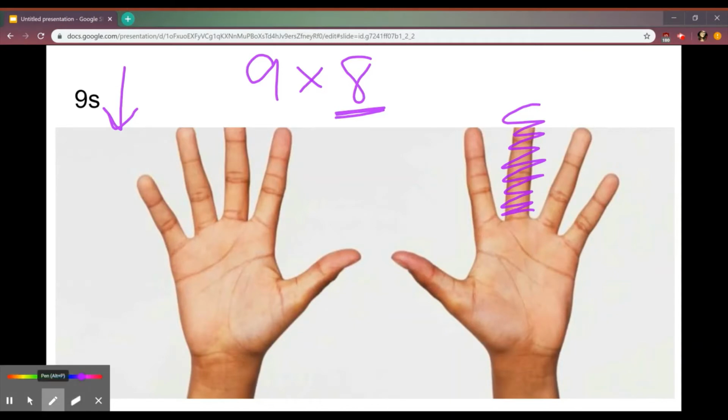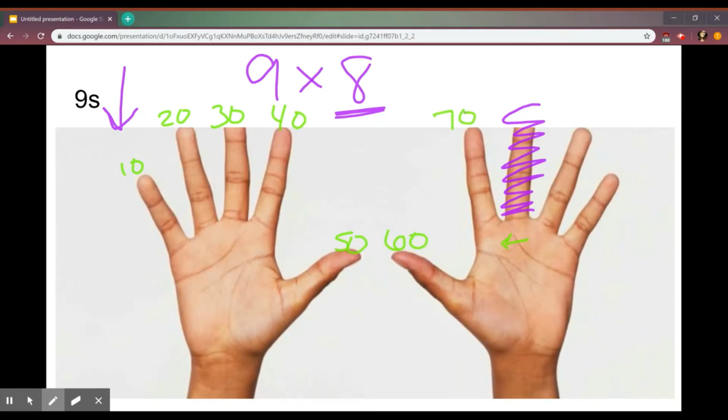Now, anything on the left side of the finger that is bent down, we're going to count by tens. So I have 10, 20, 30, 40, 50, 60, 70. Then when I hit my finger that is bent, after that I'm going to start adding just ones to it. So I have 71, 72. So 9 times 8 equals 72.